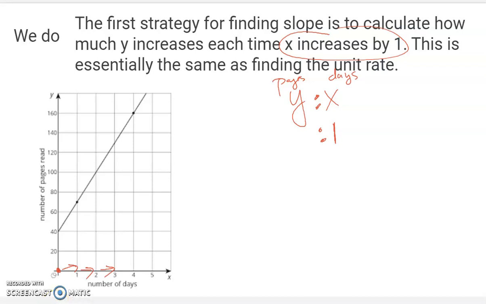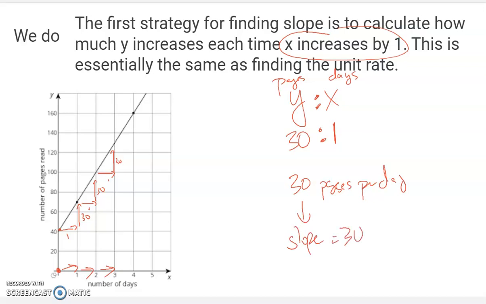Let's see. Up here, so we start at 40. 1 more day looks like we do 30 more pages. 1 more day, 30 more pages. So each time days goes up by 1, pages goes up by 30. That's 30 pages per day, which means we have a slope of 30 on that graph. Slope of 30. Each time we go over 1 day, we go up 30 pages. That is what slope means.